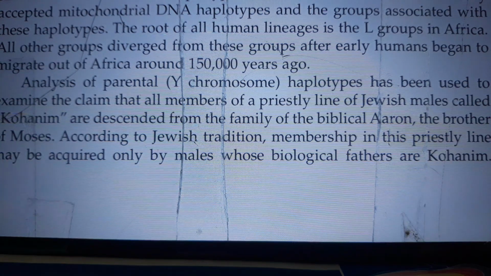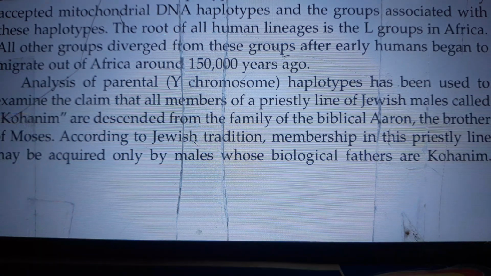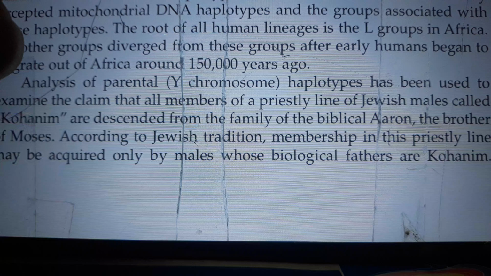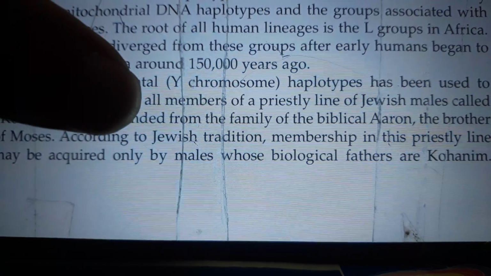Analysis of paternal Y chromosome haplotypes has been used to examine the claim that all members of the priestly line of Jewish males called Kohanim are descended from the family of the biblical Aaron, the brother of Moses. According to Jewish tradition, membership in this priestly line may be acquired only by males whose biological fathers are Kohanim.